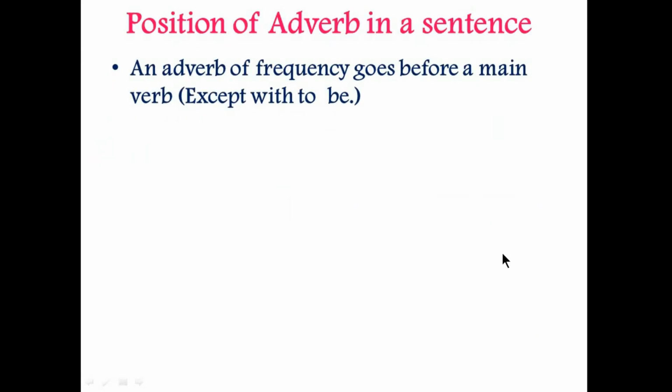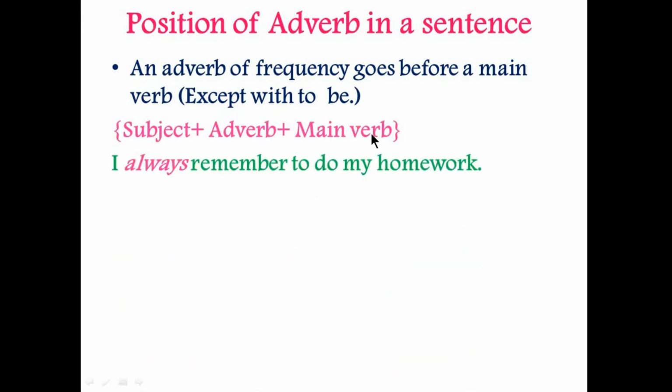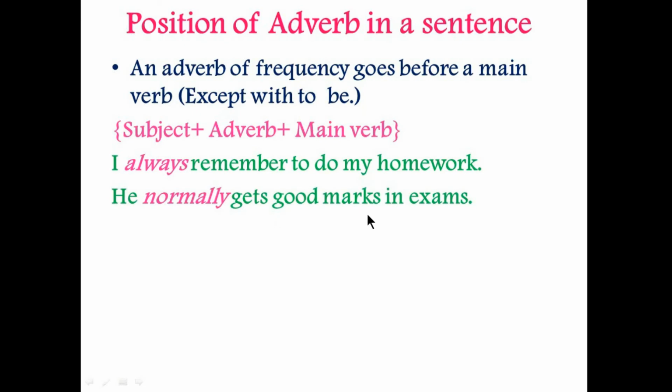Now we will discuss the position of an adverb in a sentence. An adverb of frequency goes before a main verb except with to be. Subject plus adverb plus main verb. For example, I always remember to do my homework. Here I is the subject, always the adverb, and remember is the main verb. He normally gets good marks in the exam. He is the subject, normally is the adverb, and gets is the main verb.